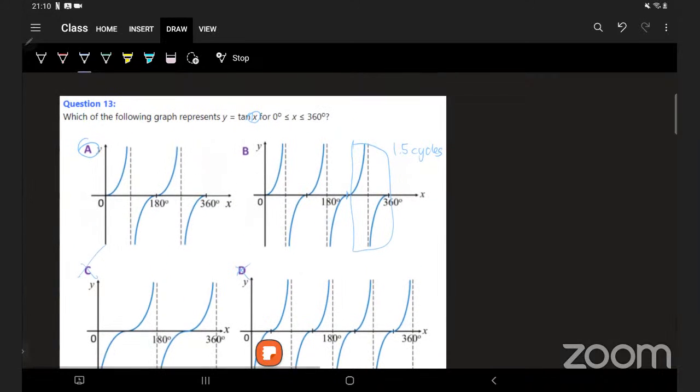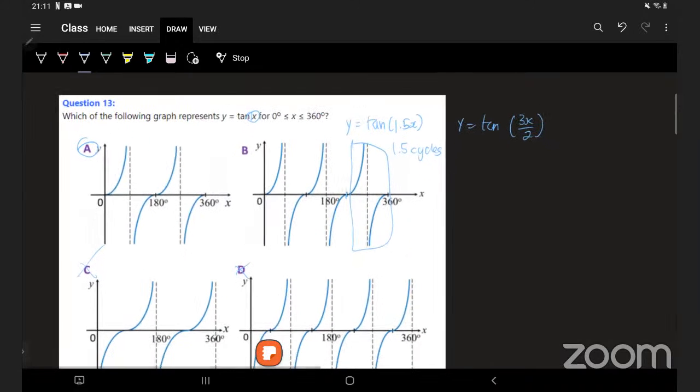If this graph would actually be y is equal to 1.5x, or y is equal to tangent 3x over 2, then that would be that graph. But the simple y is equal to tangent x is just this graph right here.